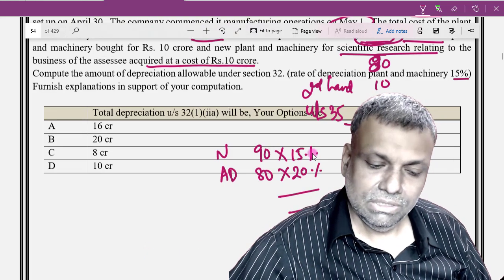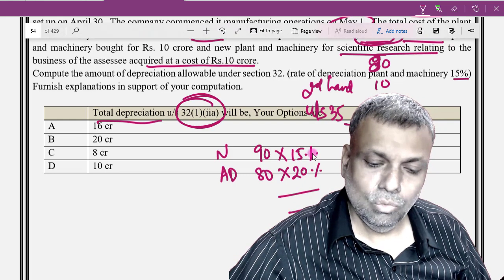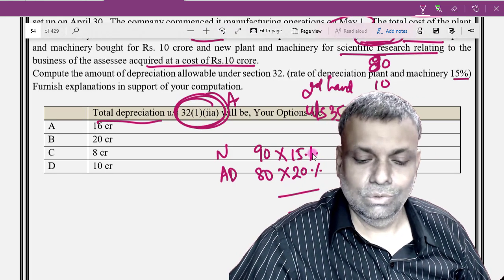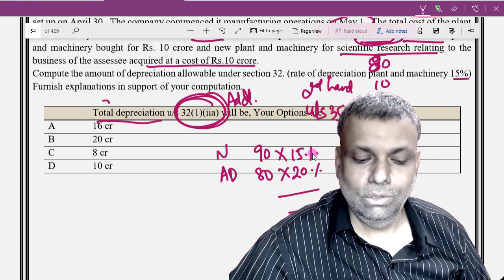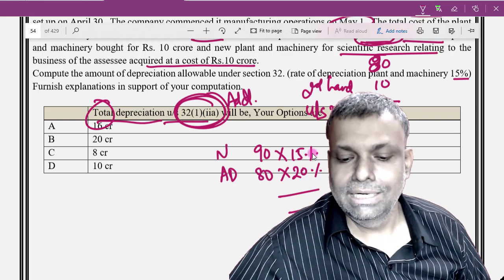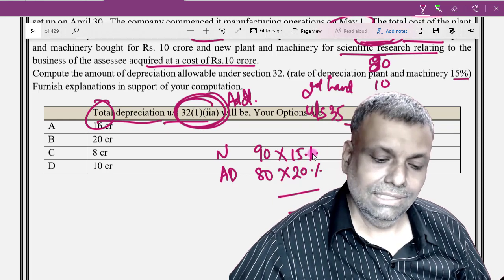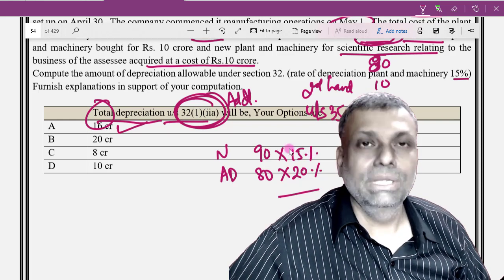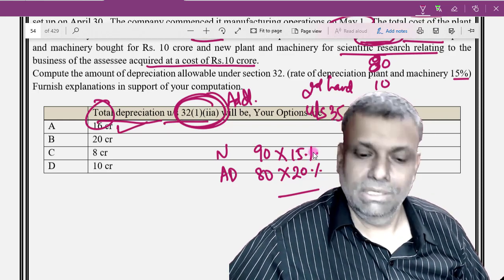Now see, total depreciation is given to you under 32(1)(2)(a). Now this 32(1)(2)(a) is only the additional depreciation, so don't get confused, because the question is saying total depreciation under section 32(1)(2)(a). So only the additional depreciation figure, which is going to be 16, and accordingly your answer is going to be 16 in this particular MCQ.